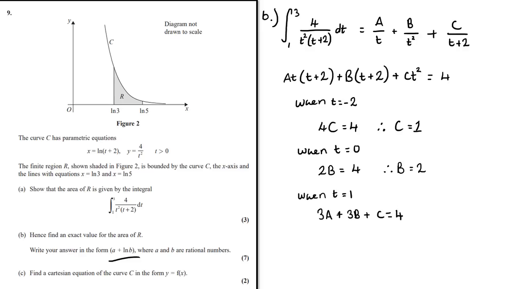Now we know what C and B are, so we get 3A. B is equal to 2, so 3 times 2 gives us 6, and C is equal to 1, so I get plus 1. And this is all equal to 4, so therefore we get 3A plus 7 is equal to 4, so therefore 3A is equal to minus 3. So 3A is equal to minus 3, and therefore A is equal to minus 1. I thought I'd made a mistake somewhere, but no, that's all good. So A is equal to minus 1. And that's everything we needed for our partial fractions.